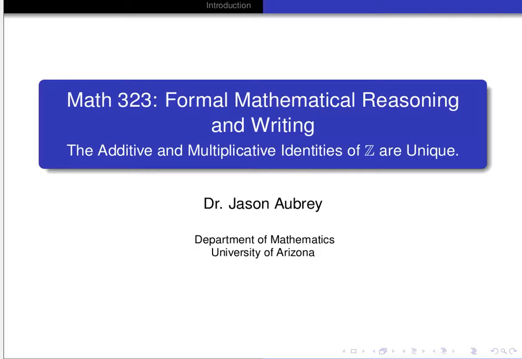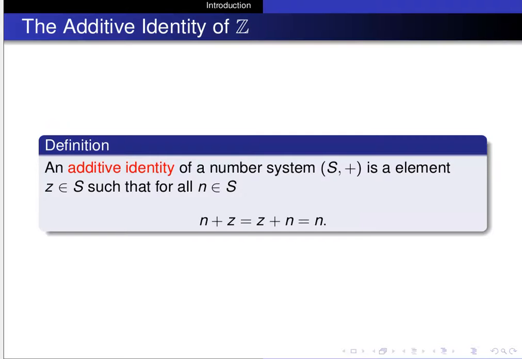In this video, we're going to prove that the additive and multiplicative identities of the integers are unique. So let's recall a couple definitions. First, the definition of an additive identity. An additive identity in a number system S with an operation of addition is an element z in the number system such that for all n in the number system, n plus z equals z plus n equals n. Okay, so that's the formal definition of an additive identity.